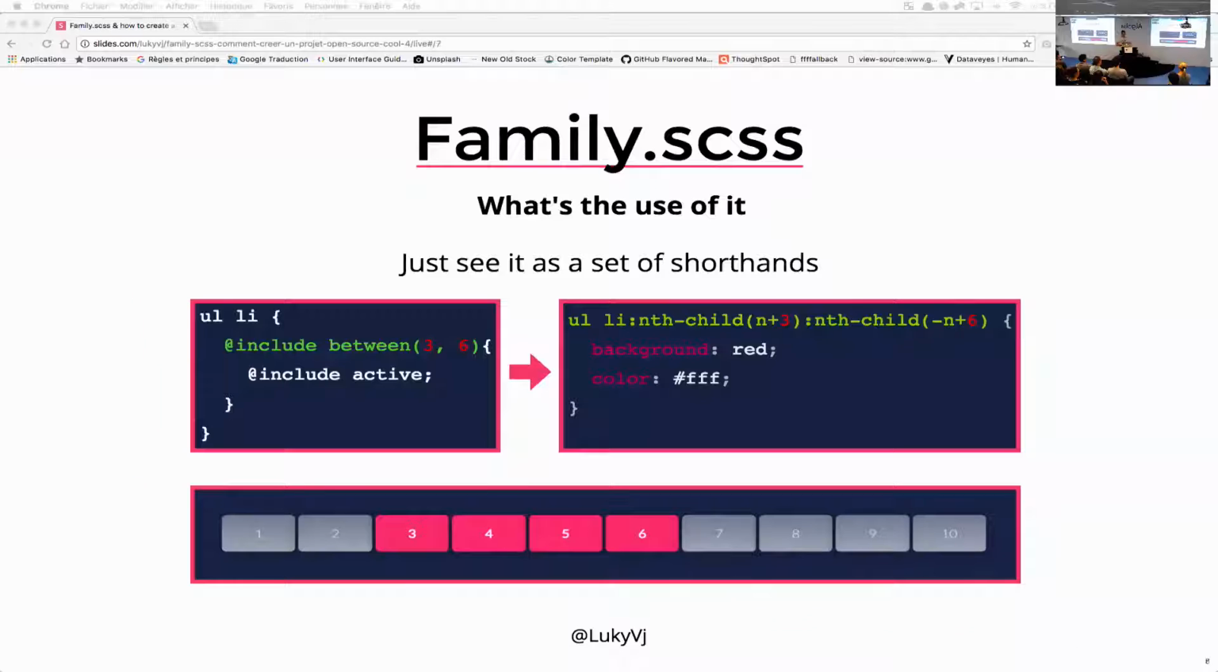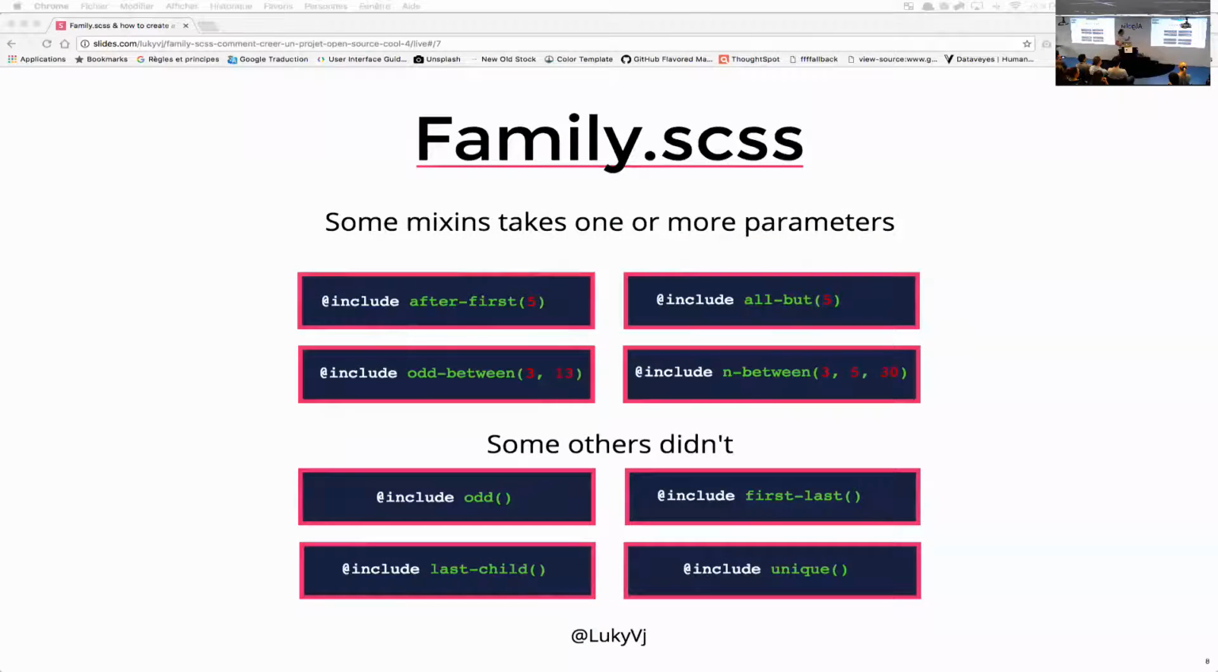So, an overview. Here I show you a few mixins that I use in Family.scss. Some of them take parameters. So after the first 5 elements, we will apply a style. All elements but the fifth will have a style. Every odd element between the third and the 13th, and so on. And some others don't take any parameters because they don't need them. If you just want the first and the last element, you can just use the first-last mixin.